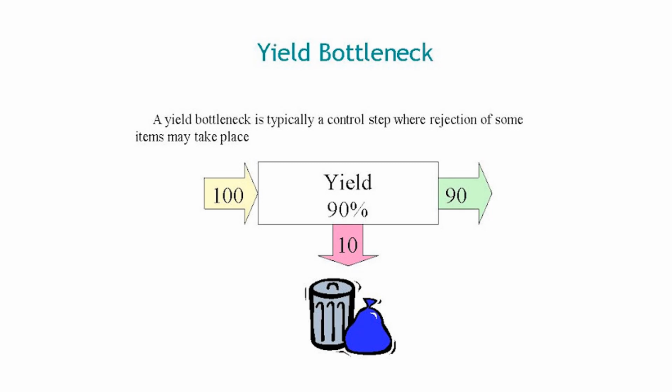Defective silicon wafer scrap, scrap after test quality control step, losses in transport service, order cancellation, work permit application rejection. In those cases where there is a yield loss in several process steps, we want to know what the total yield will be in order to size our organization properly. A yield bottleneck is typically a control step where rejection of some items may take place.